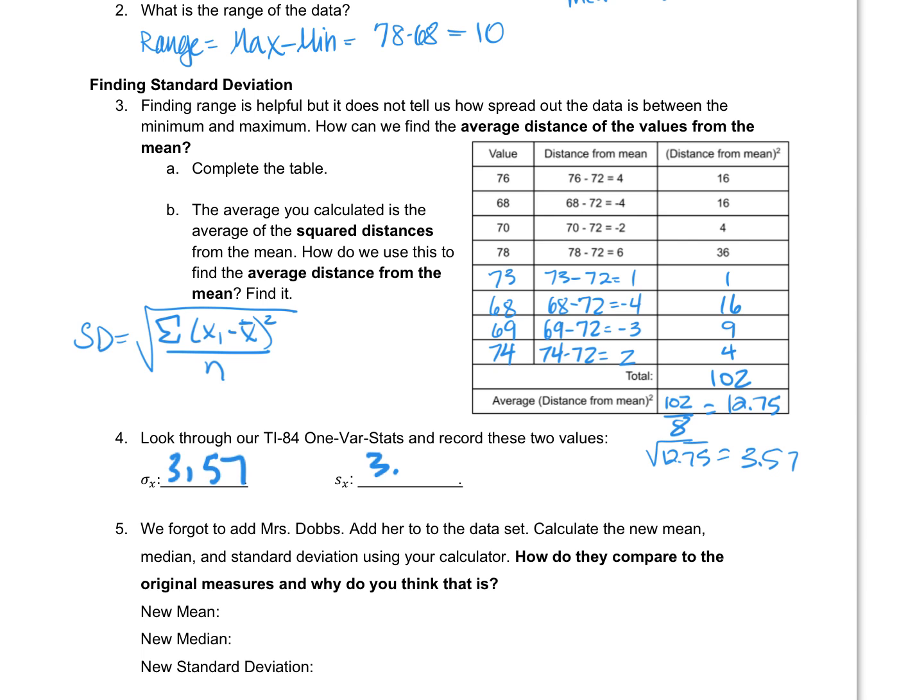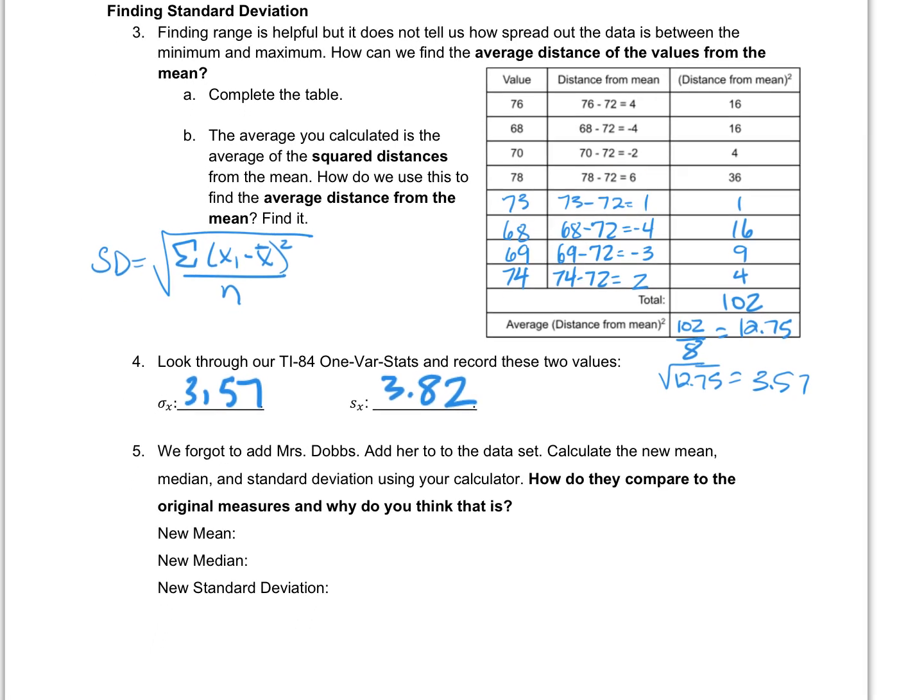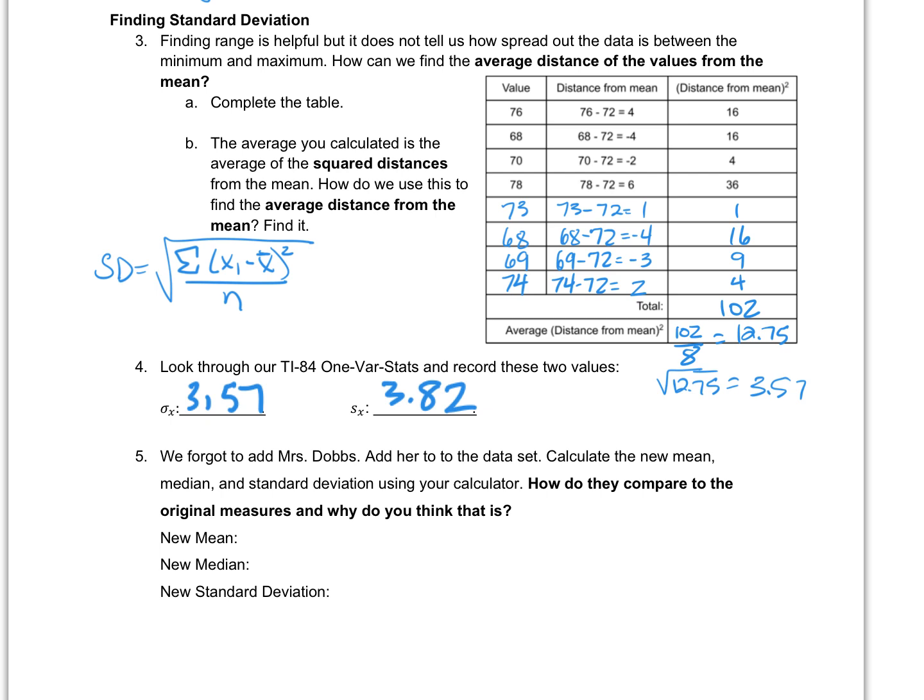Okay, 3.82, my bad. Okay. Got that? Alrighty. Now, what happened here? What's the difference? What do you notice? Two different standard deviations. Which one's bigger? Okay, so there's something being calculated differently, is there?